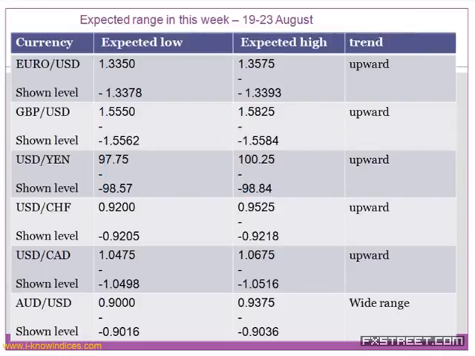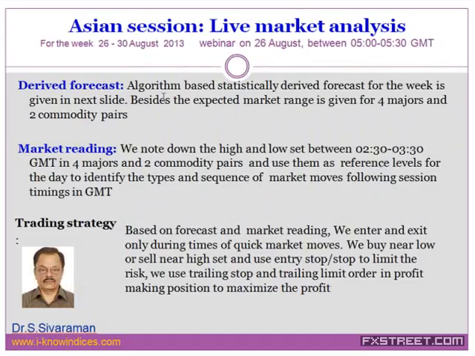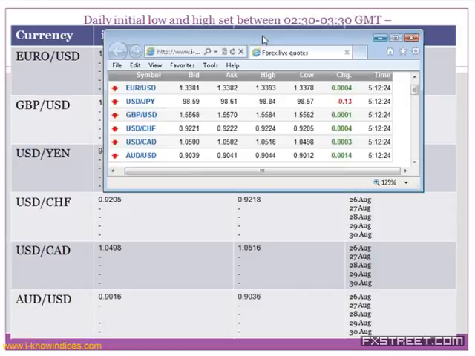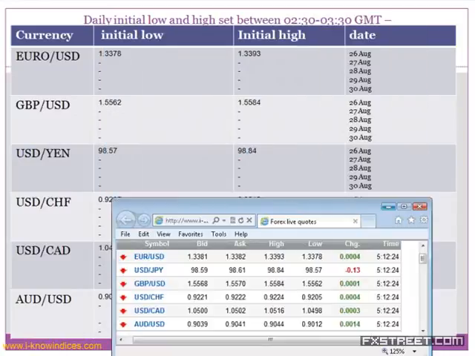Now, with regard to the forecast, I explained to you with the help of the algorithm. I had derived the forecast, the expected market moves for all the 5 days of the week, and also I had given the range in which the currencies could make the moves in the 4 majors and 2 commodity pairs. Now we'll go to the market reading technique, and here we will note down the initial low and the high around 3:30 GMT and try to find out where exactly they are taking up the market. These are all the initial lows and the highs, and I will compare it with that of the live market.